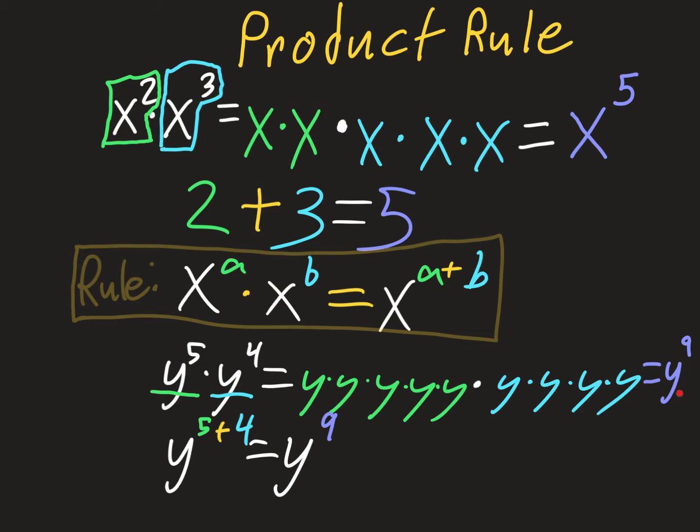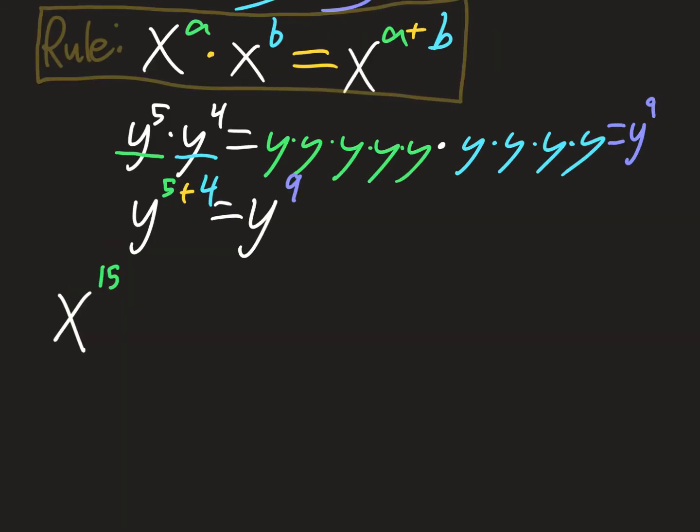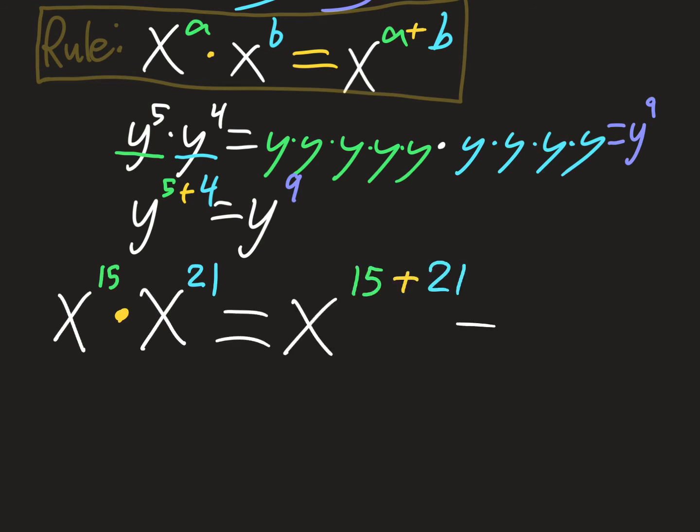That means that if we have something like x to the 15th power times x to the power of 21, we can figure out what the exponent is. By adding 15 plus 21, we get x to the 36th power.